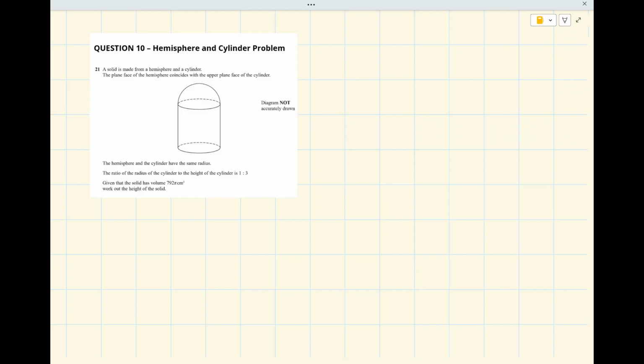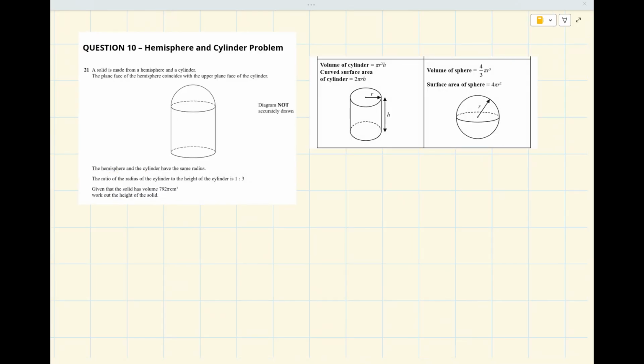Okay, and I'm thinking that this line here, the ratio of the radius of the cylinder to the height of the cylinder is 1 to 3. That might be useful. And look at this. Given that the solid has a volume of that. So I'm thinking perhaps we need to work out an expression for the volume of that solid and put that equal to 792 pi. One thing's certain, we're going to need the formulas from the front of the paper. And as if by magic, here are those formulas.